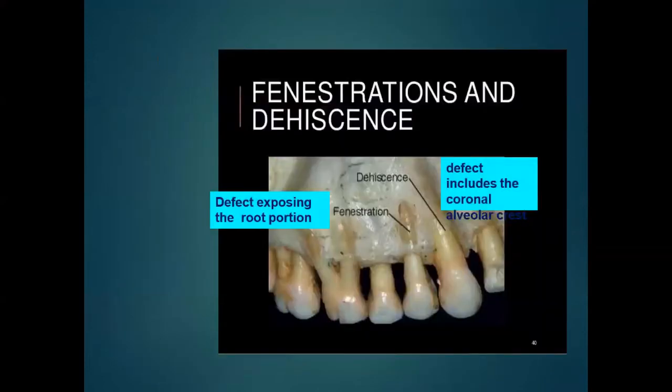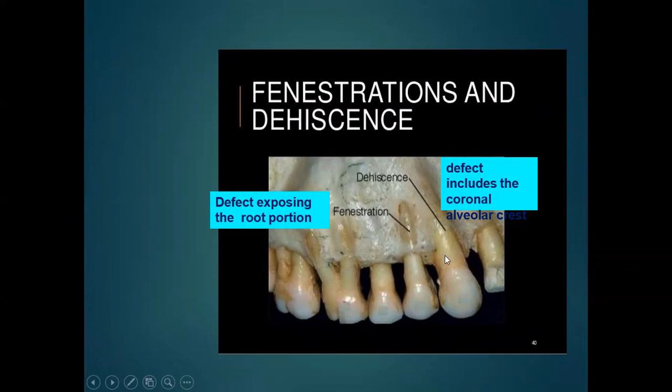Now we go to the pathological changes associated with the alveolar bone. The first pathological change is called fenestration and dehiscence. In this picture, you can see fenestration and the dehiscence. Fenestration is a satellite resorption of bone, so the tooth surface will be visible.